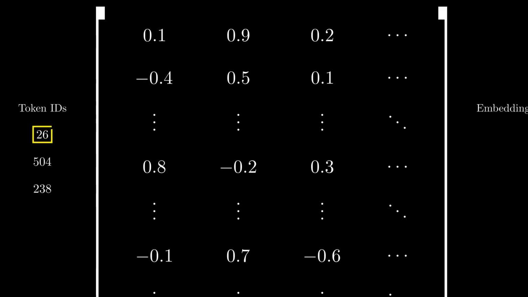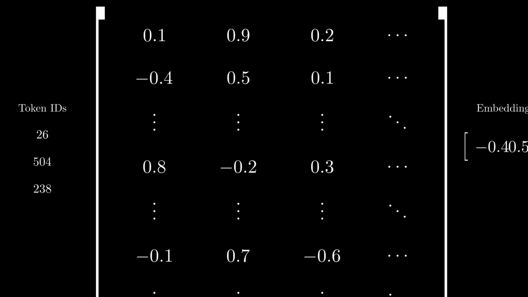Now, this isn't just any random table of numbers. This matrix is one of the most important learned components of the model. During its pre-training on trillions of words, the model painstakingly adjusts every single value in this matrix. Its goal is to create a unique numerical signature, a vector, for every single token in its vocabulary. These vectors are designed so that words with similar meanings are represented by vectors that are close to each other in a high-dimensional space. The geometry of this space captures the semantic relationships of language.